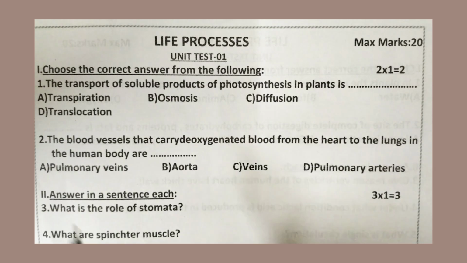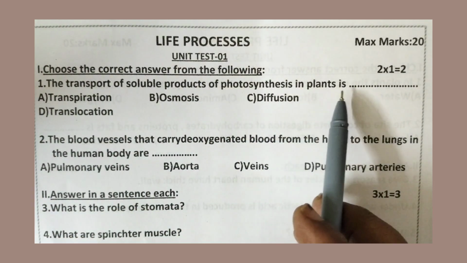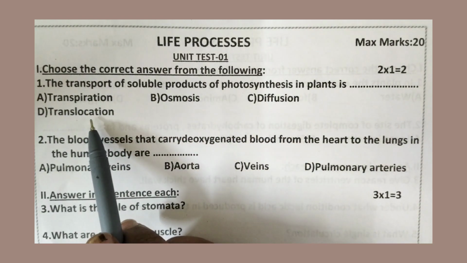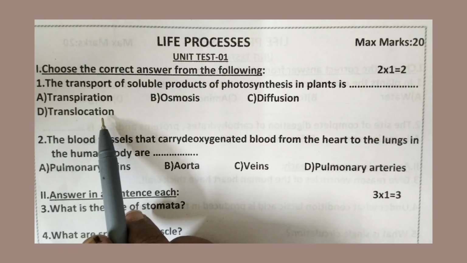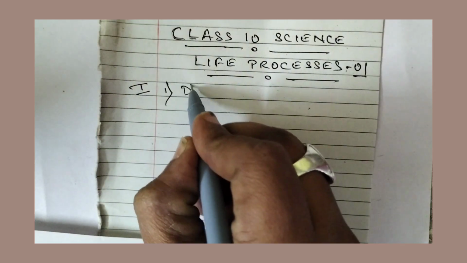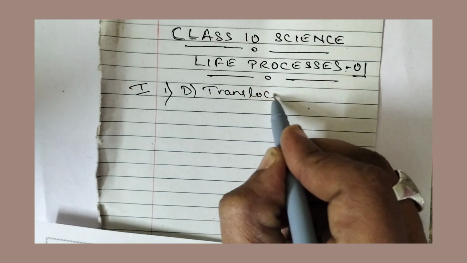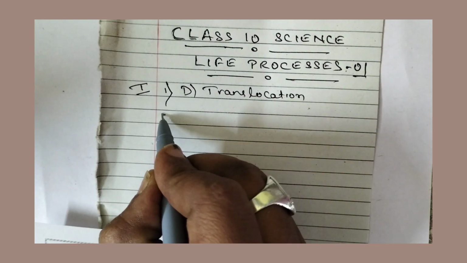The first question is: the transport of soluble products of photosynthesis in plants is transpiration, osmosis, diffusion, or translocation. Among these four options, the right option is option D, that is translocation. So for the first question, the right answer is option D, translocation. Now let us move to the second one.